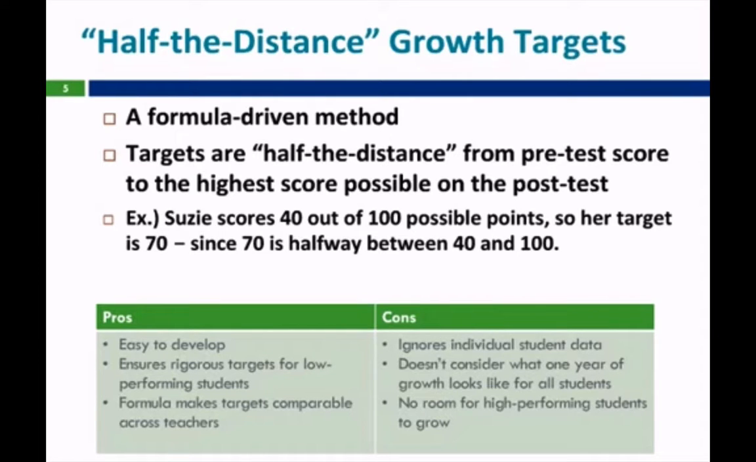You can do a little bit of math to verify that. So 100 minus 40 is 60. Half of 60 is 30. Add 30 to her baseline score of 40, and voila, you have a 70. So that's how that works. And these types of targets are very easy to develop. So once you get the hang of the formula method, they ensure rigorous targets for low-performing students.